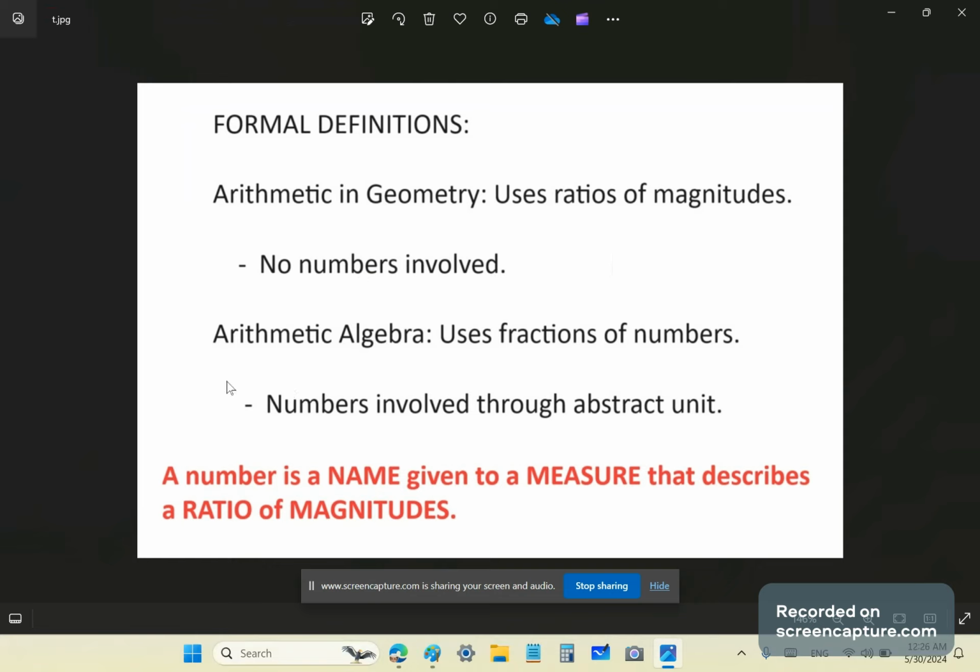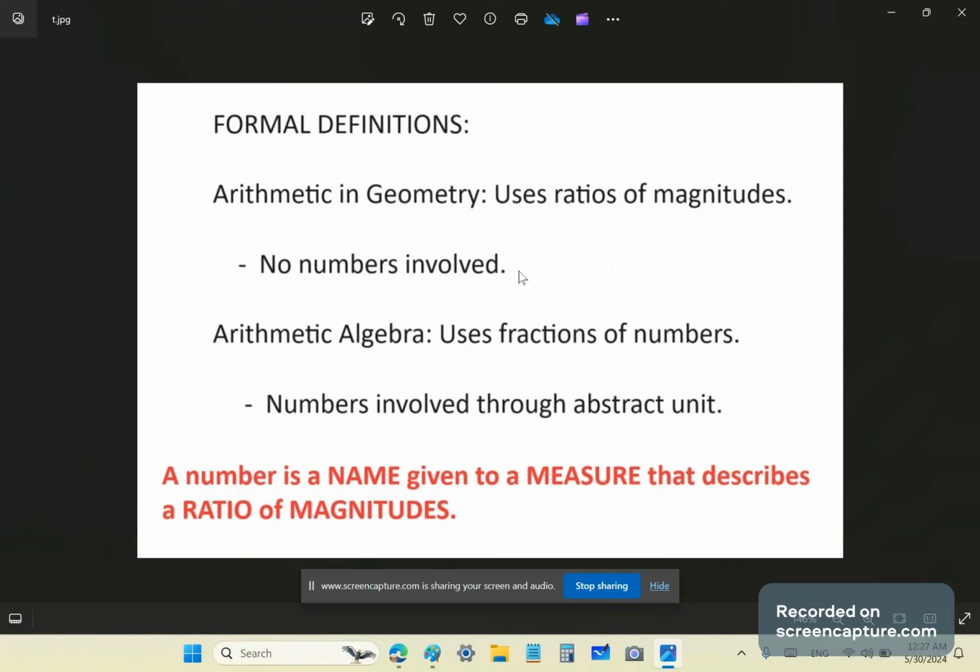So in this video, I'm going to define arithmetic in geometry and also in algebra. The formal definitions are as follows. Arithmetic in geometry uses only ratios of magnitudes. There are no numbers involved.